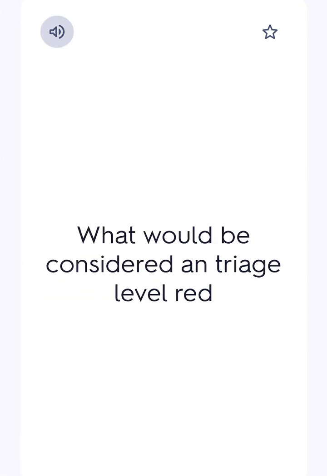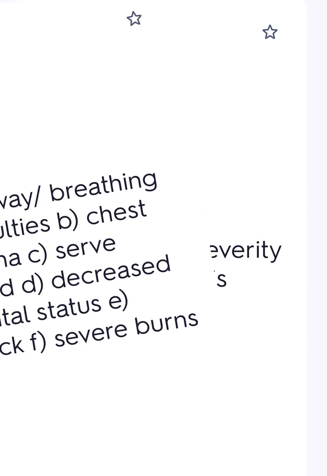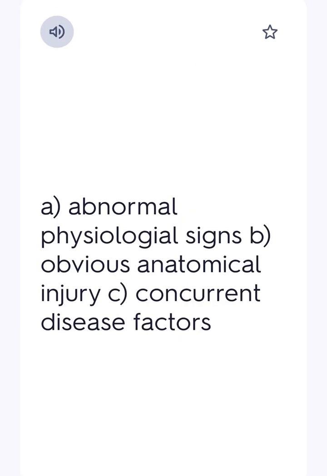What would be considered a triage level red? A, airway/breathing difficulties. B, chest trauma. C, severe bleeding. D, decreased mental status. E, shock. F, severe burns. Assessment of patient injury severity during an MCI is based on A, abnormal physiological signs, B, obvious anatomical injury, C, concurrent disease factors.